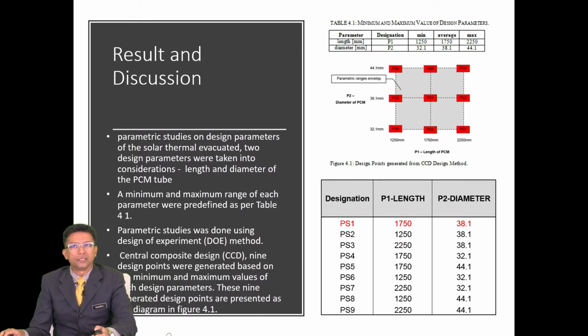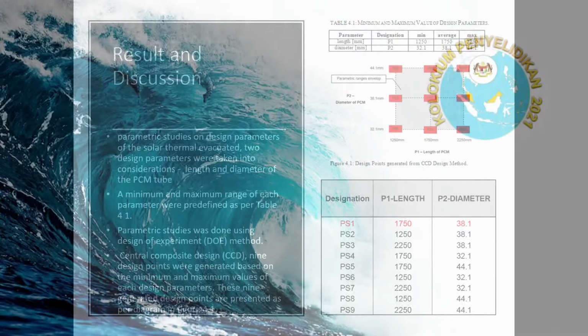For results and discussion, the objective of my research is to identify a better design of thermal energy storage. Parametric studies on the design parameters of the solar evacuated tube were done, with a minimum and maximum range of each parameter predefined as per table 4.1. The parametric studies used the design of experiment, or DOE, method with central composite design, CCD, and 9 design points were generated based on the minimum and maximum values of each design parameter.